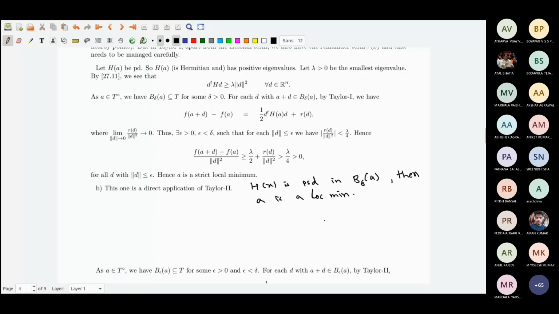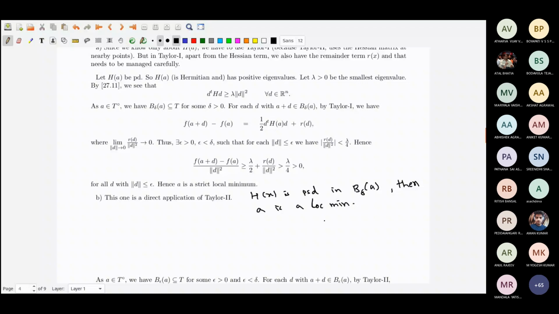This will follow directly from Taylor 2, because Taylor 2 would say that FA plus X minus FA, and because you are at a critical point, the gradient part vanishes, is just equal to a quadratic term with H at A plus theta X, for some theta between 0 and 1.